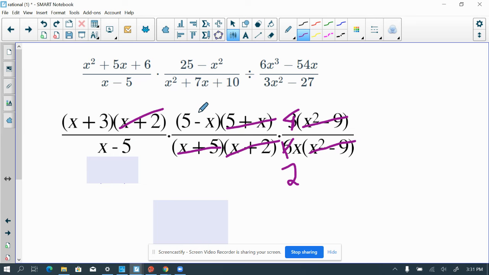These two aren't the same. They really look similar. But they're not the same. This is positive 5. This is negative 5. This is minus x. This is positive x. But they are complete opposites. So you could factor out a negative 1. It doesn't matter from the top one or the bottom one. It doesn't matter. You could do it to any polynomial.